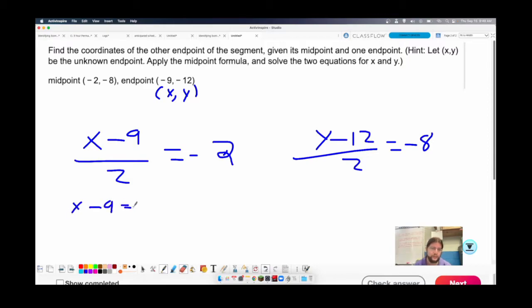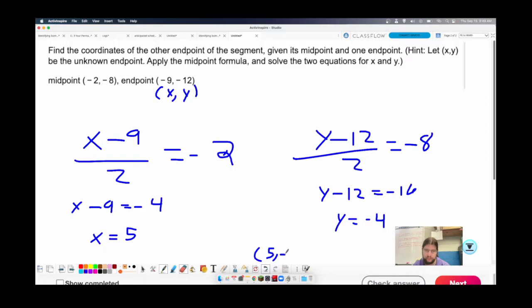Multiply both sides by 2. And then add 9. So the x coordinate's going to be 5. Now it's the y coordinate. We're going to write that as an ordered pair. That's it. But you know it's quicker.